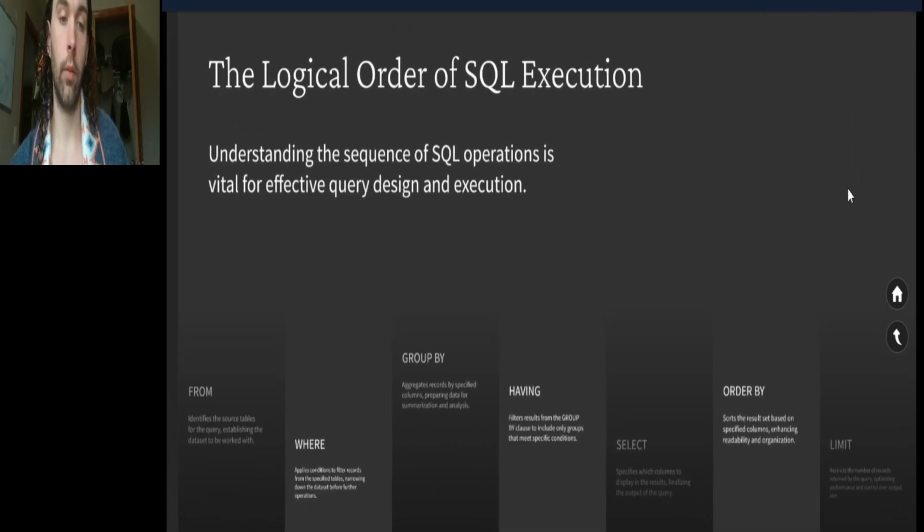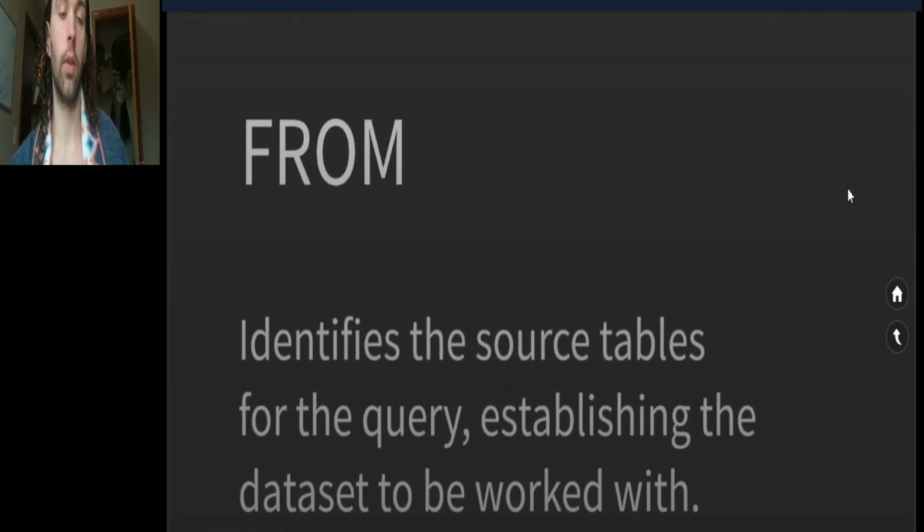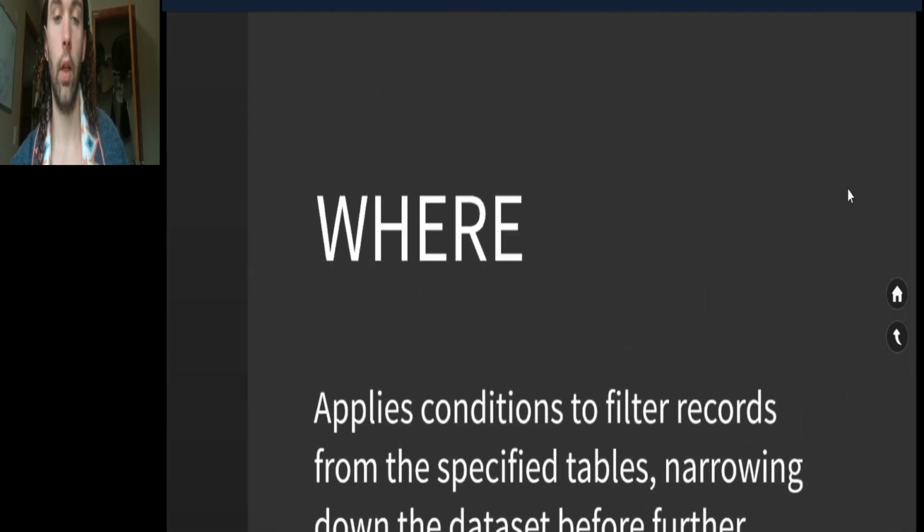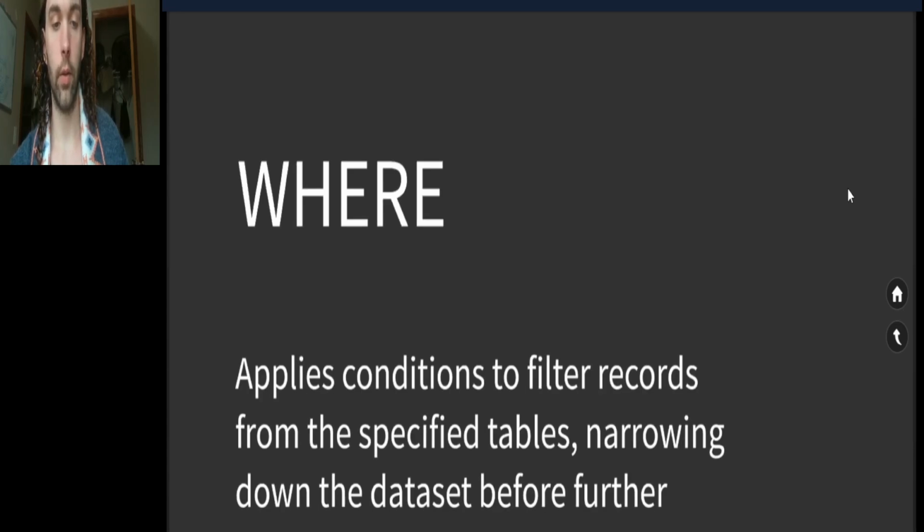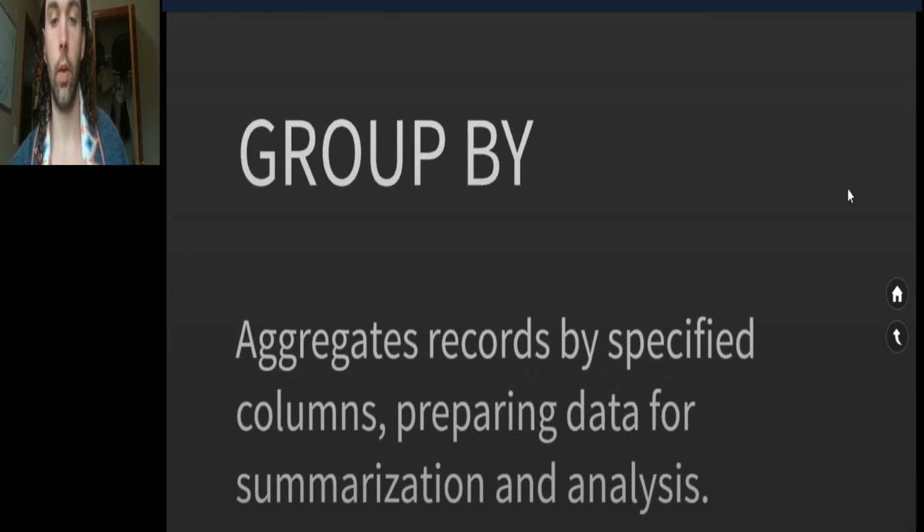Logical order of SQL. From: what tables do I want to grab my data from? Where: how do I filter it down? Group by: how do I squish this together? Am I getting a sum per date, like order total per date, order total per month, etc.? That will squish stuff together and give you a final result for that condition group.